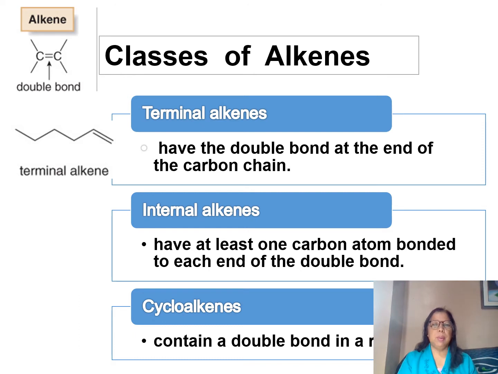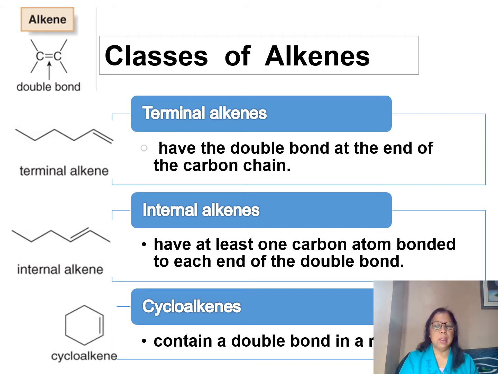So these are examples of classes of alkenes, to illustrate your terminal alkene and also your internal alkene. From here, this is your terminal carbon. This is your second carbon. So you could see here the double bond. It is part of the internal carbon. And then of course for your cycloalkenes, you have there the aromatic compound with the double bond.